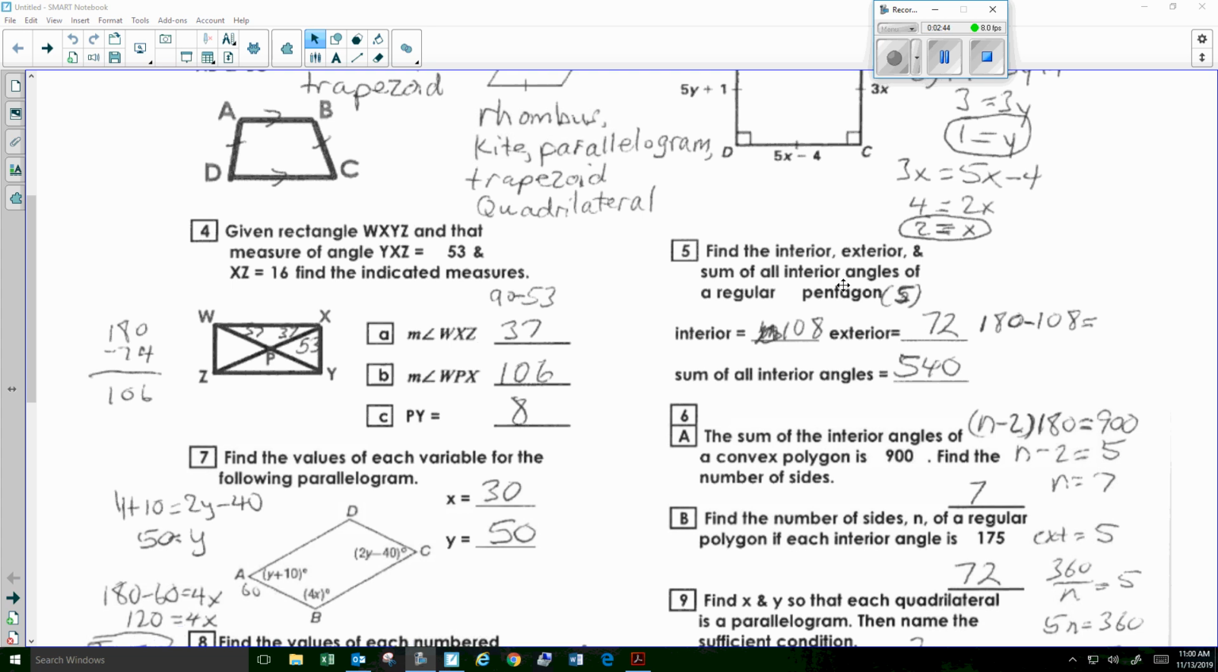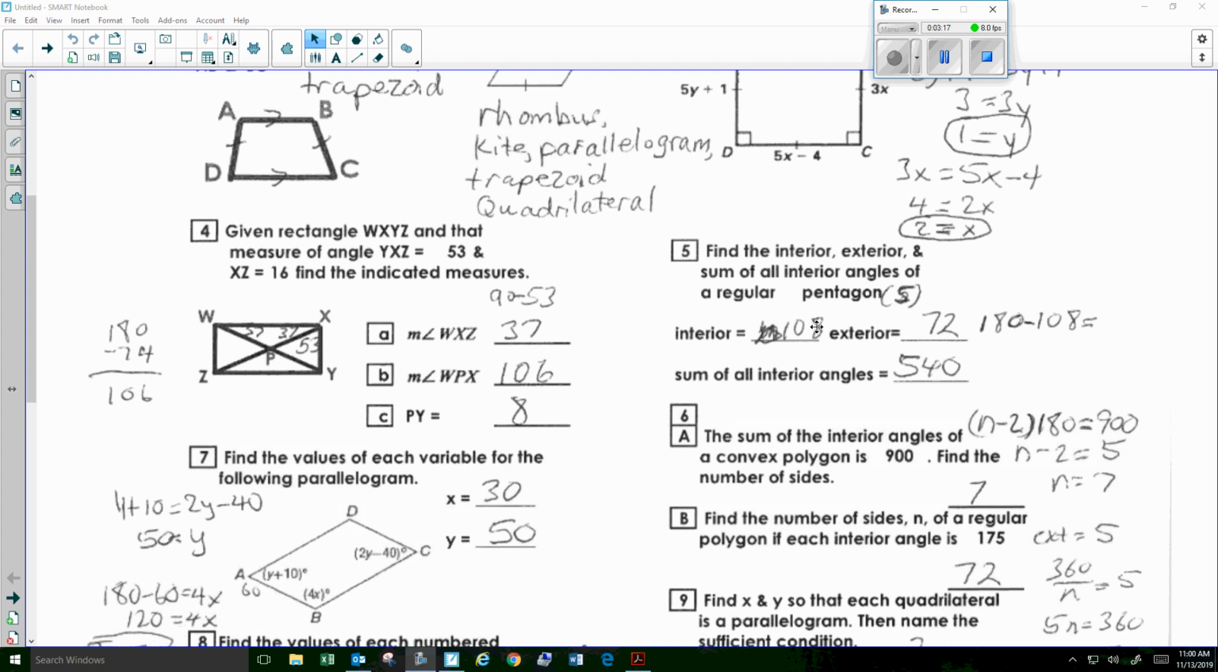Number five, the interior, exterior, and sum of all the angles of a regular pentagon. This has to be a pentagon here. It could be any other type as well. It'll just be randomly generated on the test. Okay, so we remember for the sum of the interior angles, we do n minus 2, which I didn't type in here. Oh, here it is, right down here. Which I just used for this problem. But n minus 2 times 180. And pentagon's 5, so 5 minus 2 is 3 times 180 is 540 total. So that's the sum of all the interior angles.